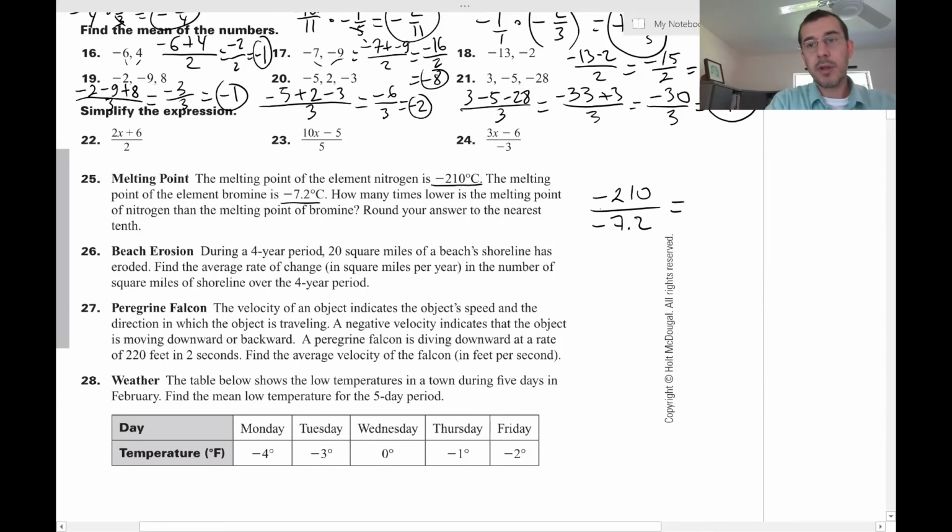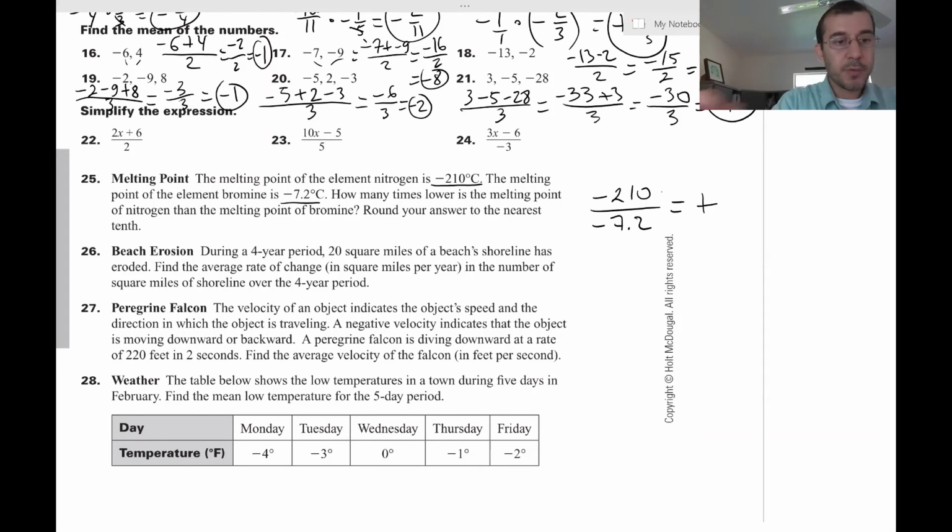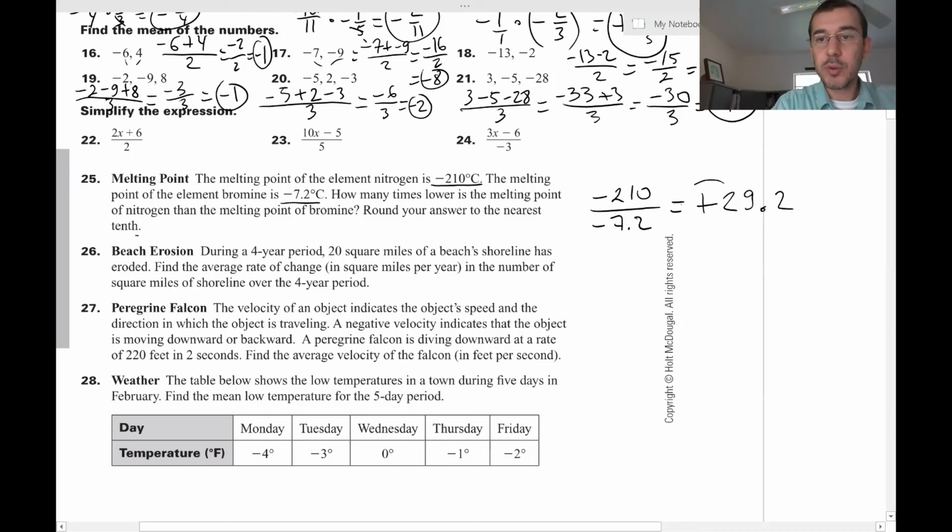So the product will be positive, right? And then we have 210 divided by 7.2, which is 29.166666. Round to the nearest tenth. So it would be 29.2.